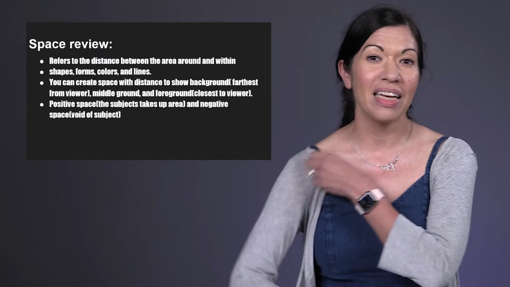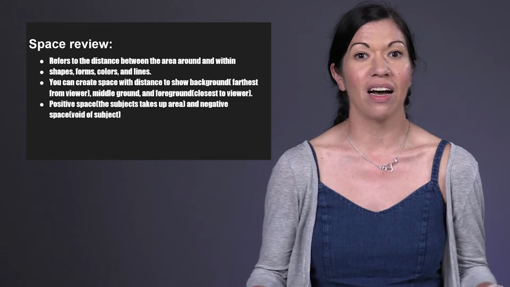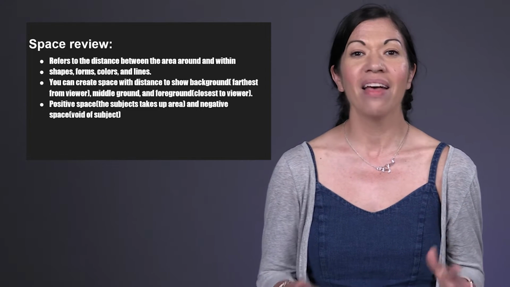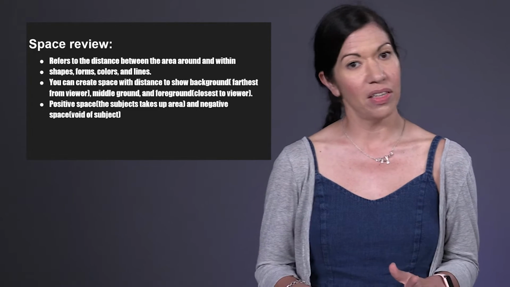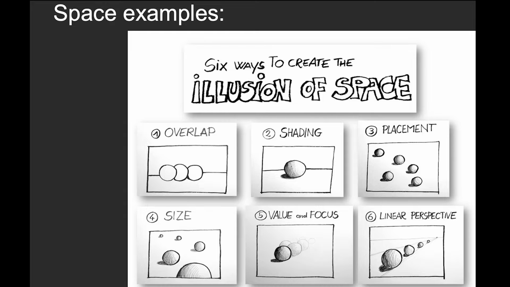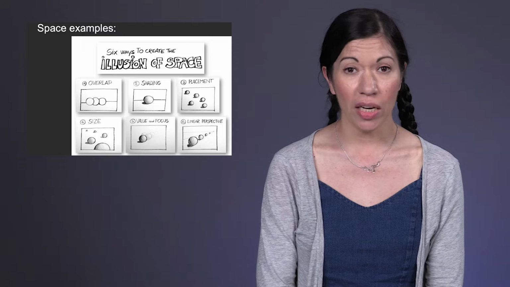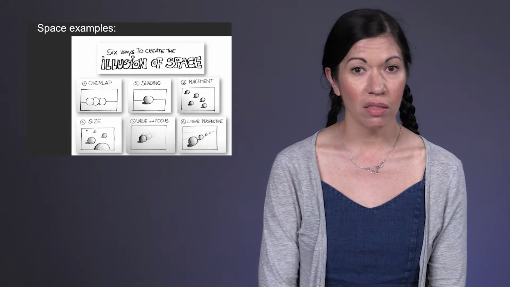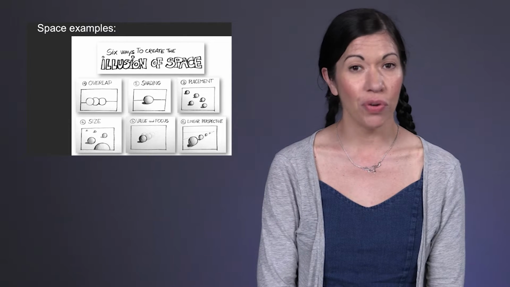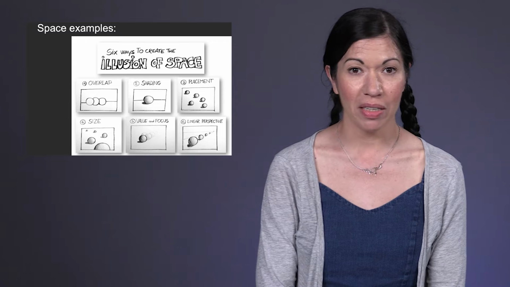Positive space is the space the subject takes up. The negative space is void of the subject. This is an example of space. We can see overlap, shading, placement, size, value and focus, and linear perspective.